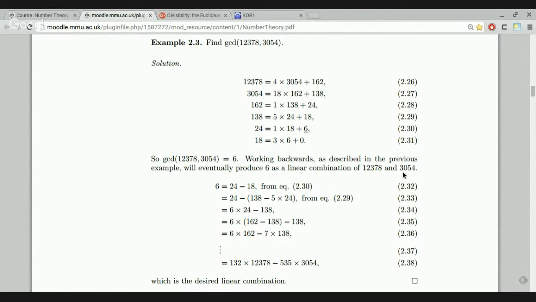So you replace the 18 with 138 minus 5 times 24. You collect together coefficients. So we've got 6 24s minus 138. Then you replace the 138. You can do that with the next equation. 138 is a combination of 3,054 and 162.